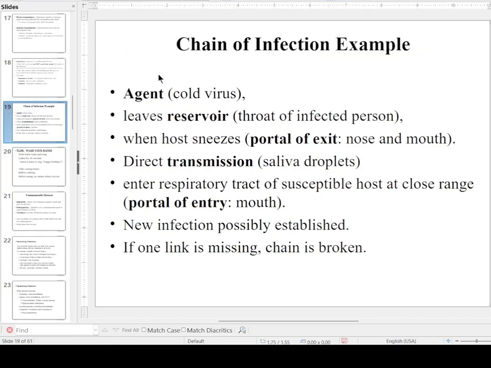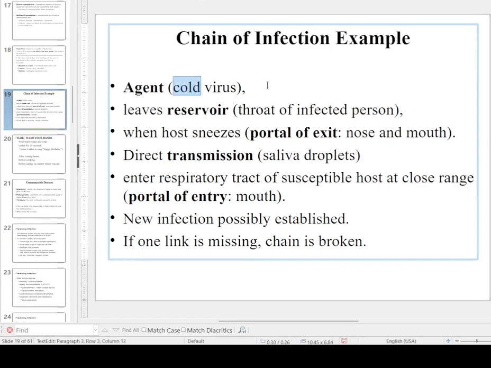So let's recap with an example here. So we want a chain of infection of the cold, the common cold that happens to all of us. No big deal, right? So the agent is the cold virus, rhinovirus, coronavirus. No, not COVID-19 coronavirus, but like one of the older family of corona. And then it leaves the reservoir through the throat of an infected person. So somebody doesn't even have to be coughing, they can just be exhaling into a room. And so that's the portal of exit out the nose and mouth.